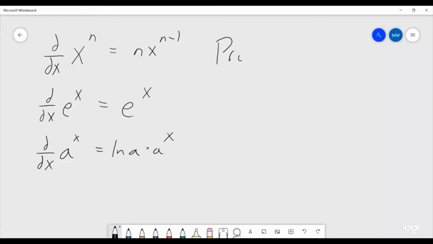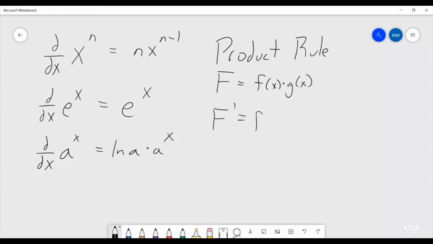So the product rule is for if you are taking some big function f equal to f of x times g of x. The derivative of the product is going to follow this: it's the first function times the derivative of the second function, plus the derivative of the first function times the second function.